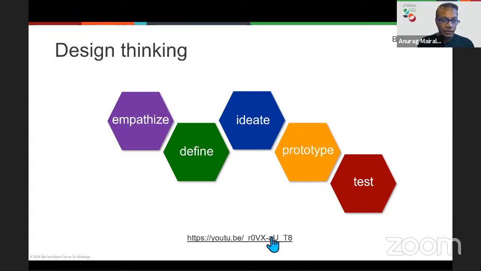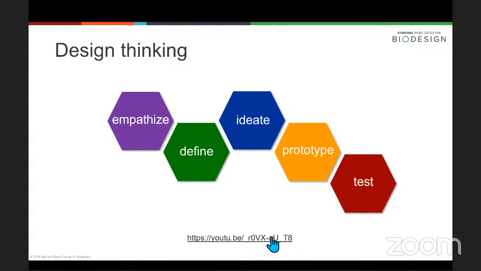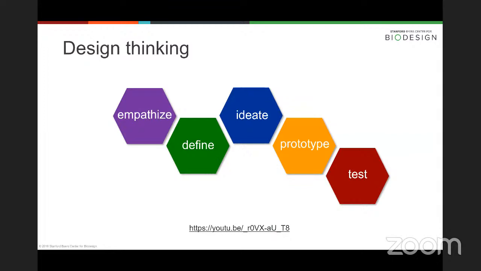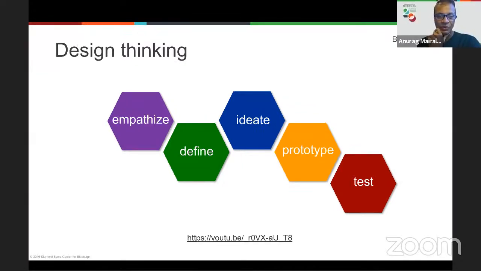Let's see if I can play this. Can you hear the audio? We can hear the audio. Can you also see the video though? No, we couldn't see the video. I think I need to share that screen. My apologies. I'll just share that. Just give me one second.